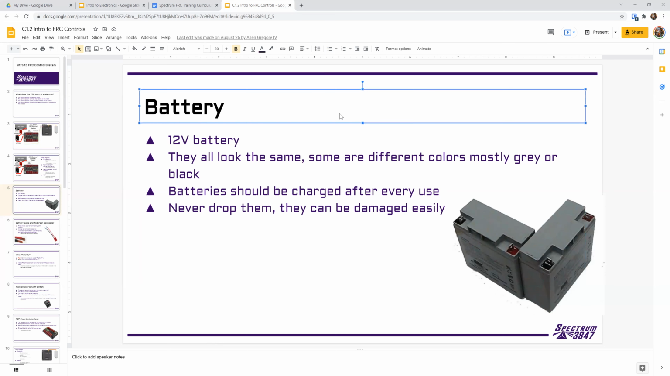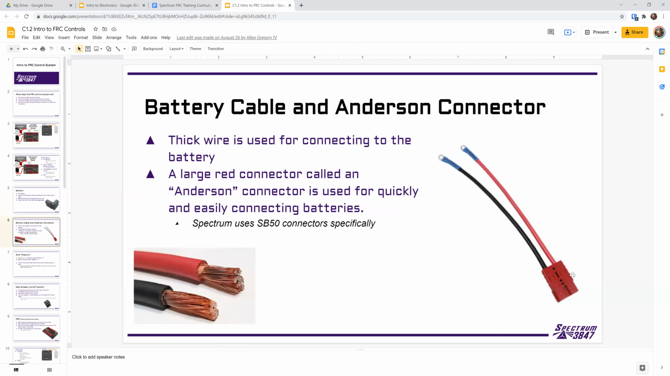Yeah, so batteries. And then you can see this is the SB50 Anderson connector. And there are some different types. We also use the SB50 connectors. There is a slightly larger type that you can use.